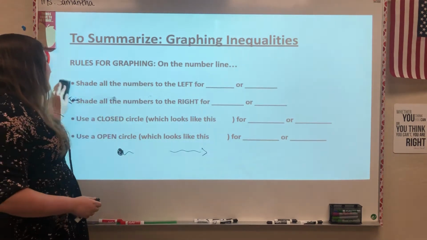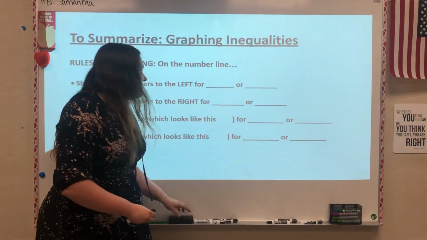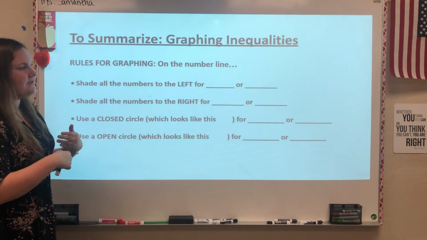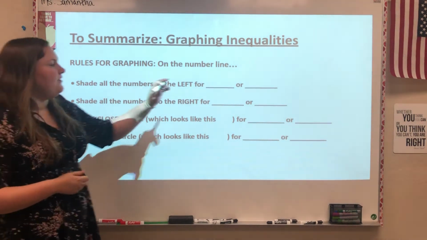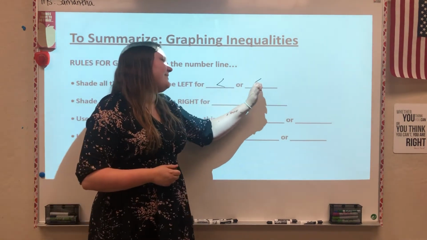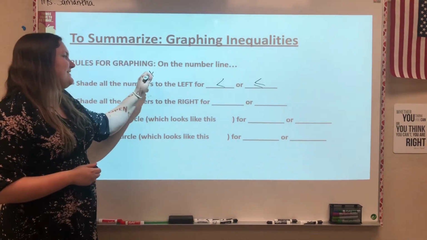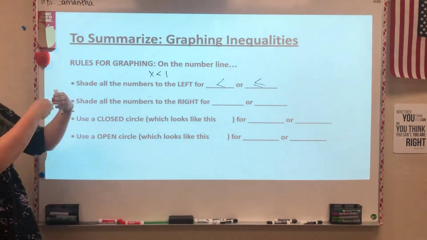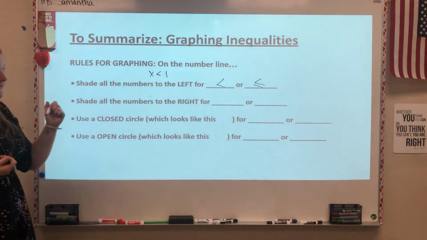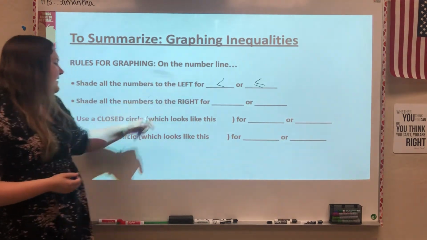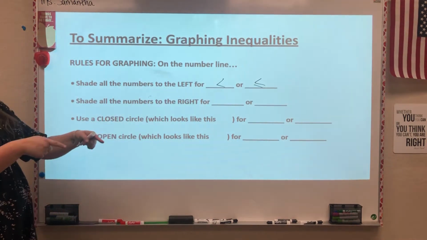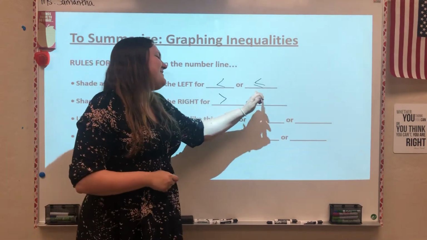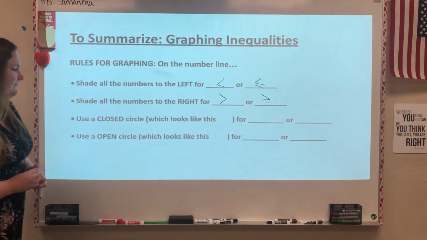The first part is you are always going to be shading to the left, this direction, if you're talking about the less than sign or the less than or equal to sign, right? If I say x is less than 1, I would shade to the left for that because those are all the numbers that are less. You'd be shading all the numbers to the right for greater than or equal to.